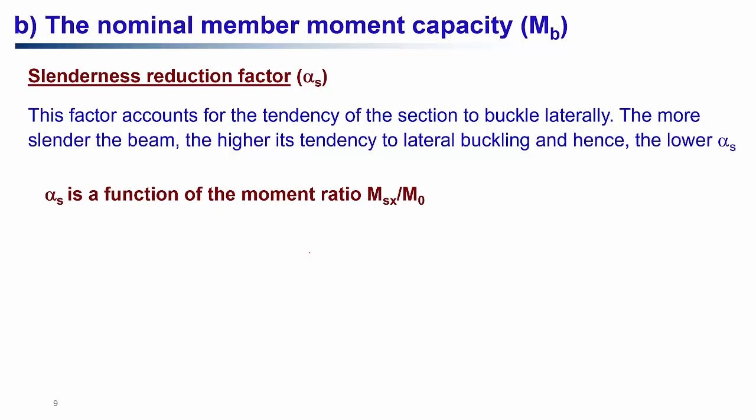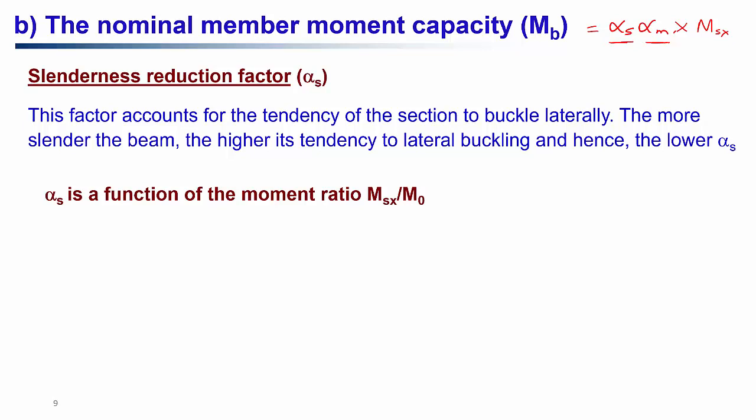Now to find out the nominal member moment capacity MB, we have to calculate two factors as we described earlier. MB, we know, will be found out using the two factors alpha S and alpha M, and we multiply it by our MSX, which is the nominal section moment capacity. So we have to find out now alpha S and alpha M.